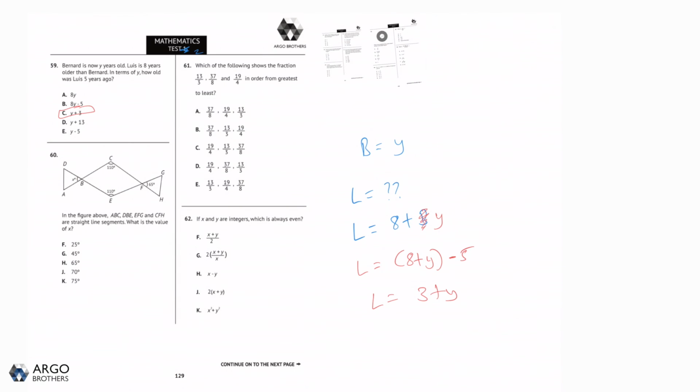Let's take a look at question number 60. In the figure above, ABD, BE, and CFH are straight line segments. What is the value of X? Looking at the diagram, you should realize that angle DBA, which is what you're looking for, and angle CBE are vertical angles, so whatever this angle is equal to, this angle is the same. On the other side of the diagram, angle GFH and angle CFE are also vertical angles.